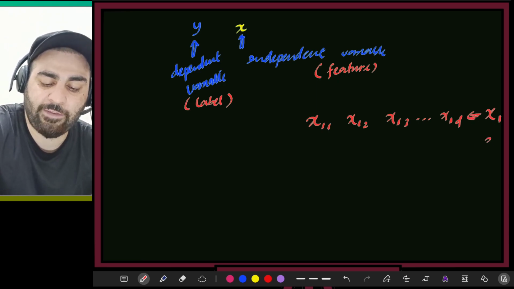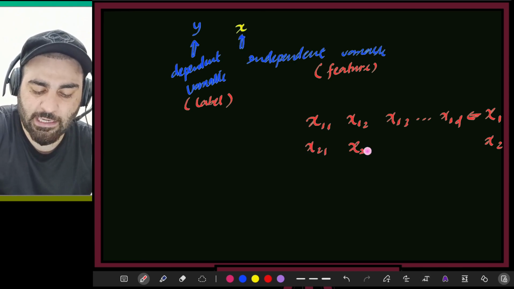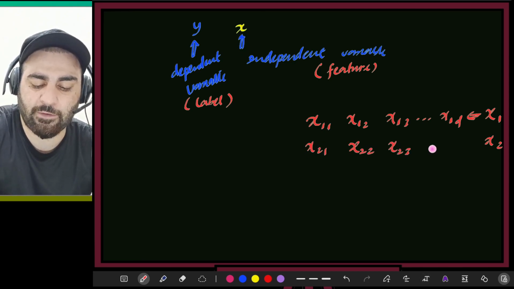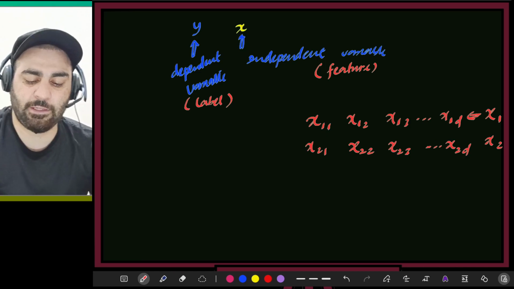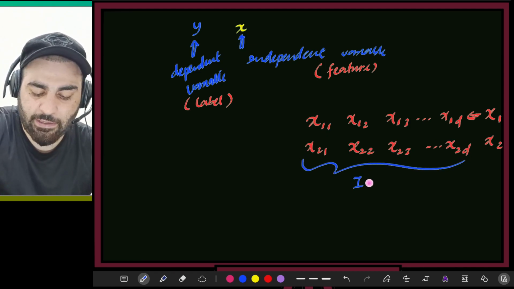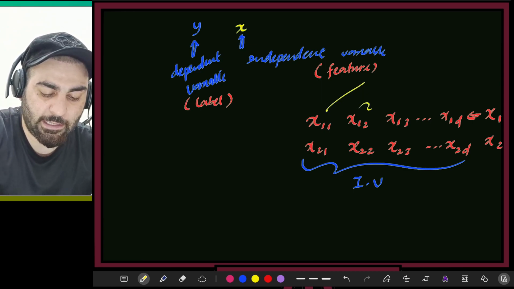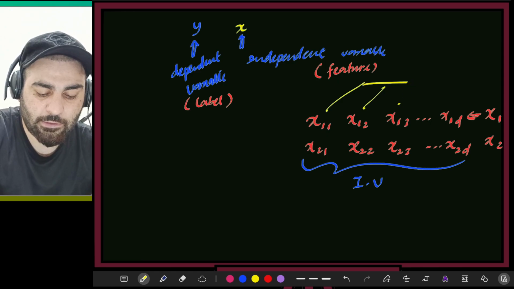If I add x2, that will be x21. Second data point, first feature. Second data point, second feature. Second data point, third feature. Second data point, d feature. And all these are my independent variables. So each of these is called a feature.